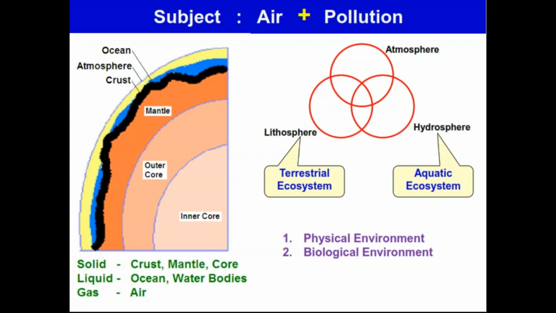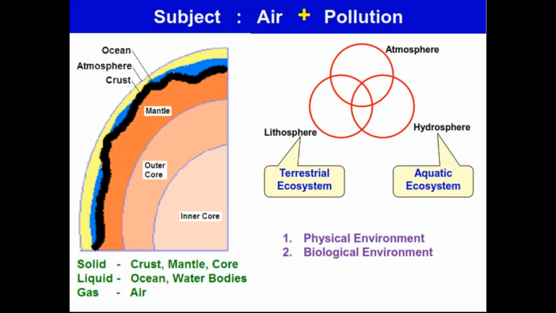Here you can see the subject is air pollution. We have bifurcated this into air and pollution. We have to first understand what air is and what pollution is, then we can understand air pollution exactly. For that purpose, our environment is comprised of physical and biological environments. Of course, three systems are there, three environments are there, and that is social.